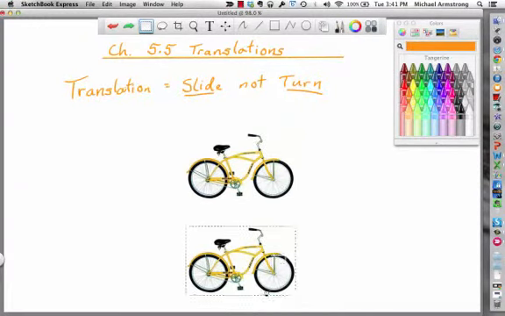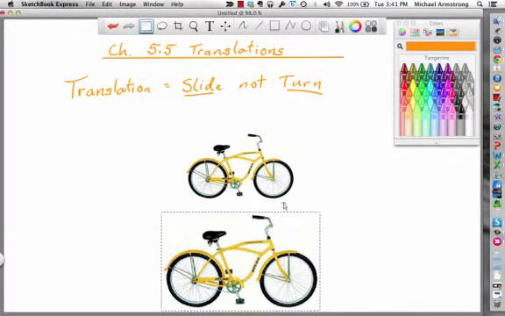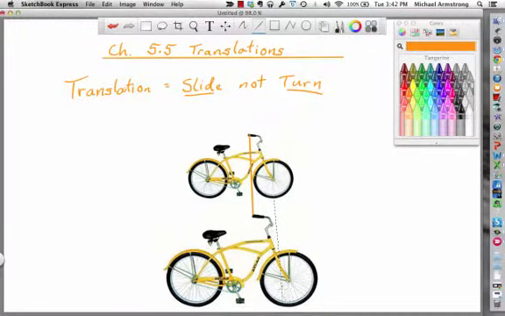let's see, this one is not a true translation, because if we're checking this one, that distance is different than this distance. See, from this point to this point is not the same as from this point to this point, because this one is bigger, and so every point has to move the same distance for it to be a translation. And so when you increase in size, it's also not a translation.